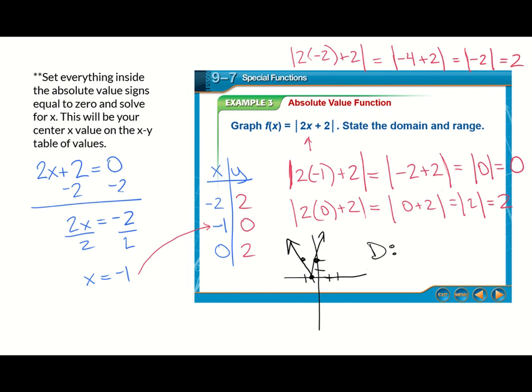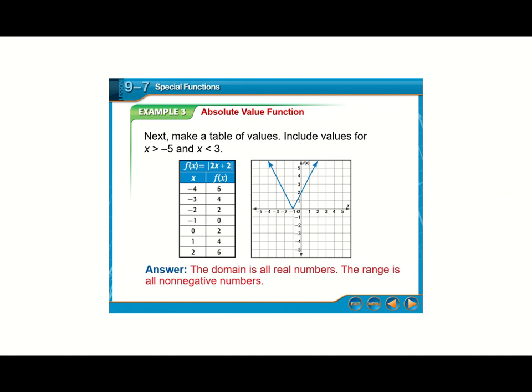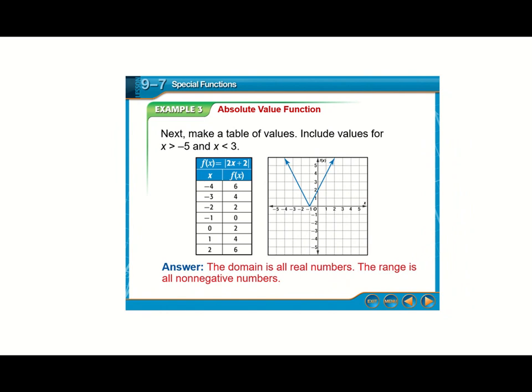And you would say your domain, remember, is all reals or all real numbers. And your range, what is your lowest y coordinate? That's 0, right? Because this is the lowest point and it's going up. So you would say y is greater than or equal to 0. This is the same thing, but theirs is much prettier. I don't like how they have the range as all non-negative numbers. I would much rather you put that the domain is all reals and the range is y is greater than or equal to 0.